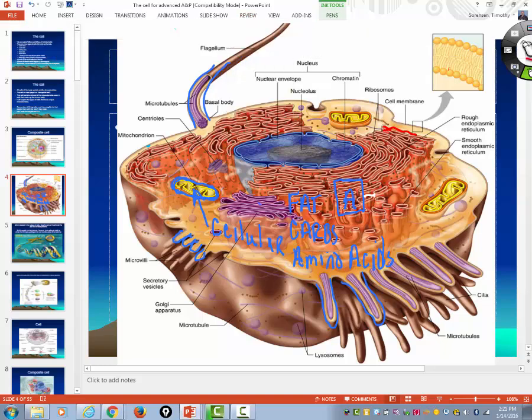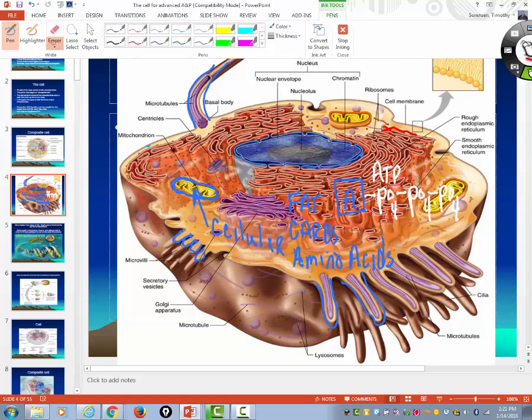And then connected to that adenosine molecule are 3 phosphates. This is called adenosine triphosphate, and it's abbreviated ATP. And where do you make ATP aerobically, meaning requiring oxygen? Is in the mitochondria. That's the function of the mitochondria.